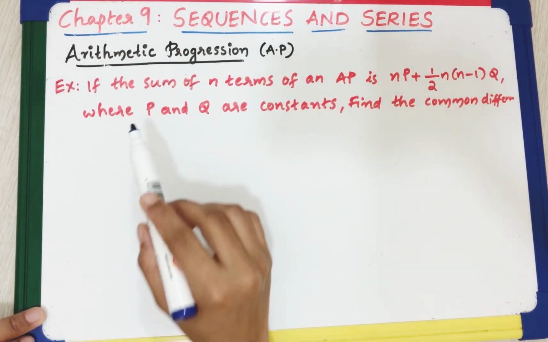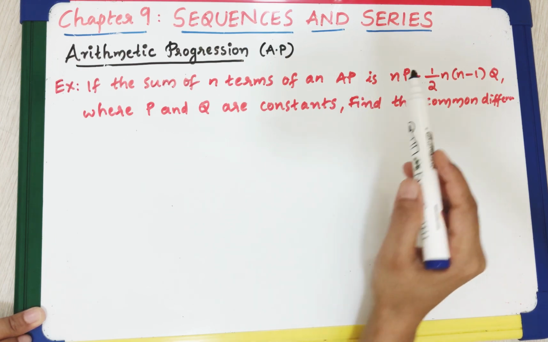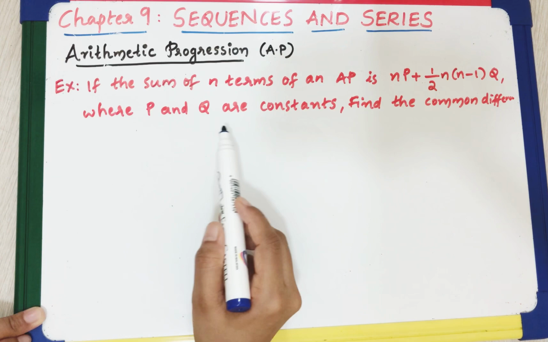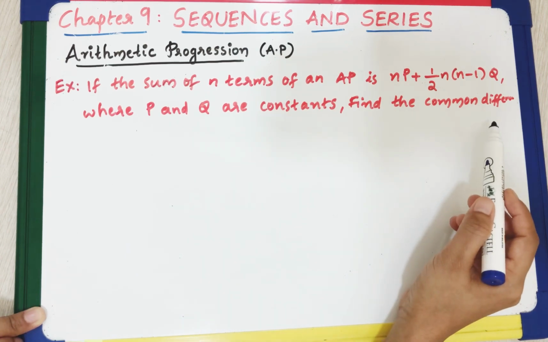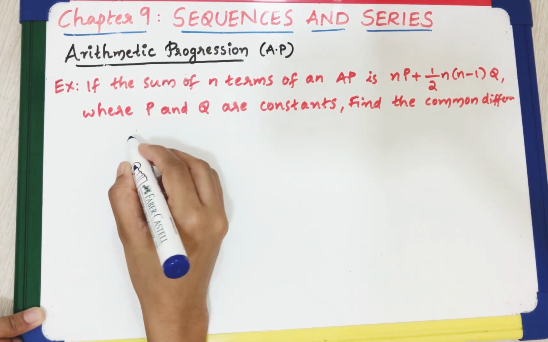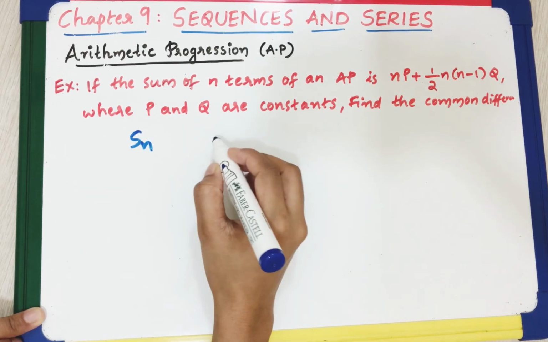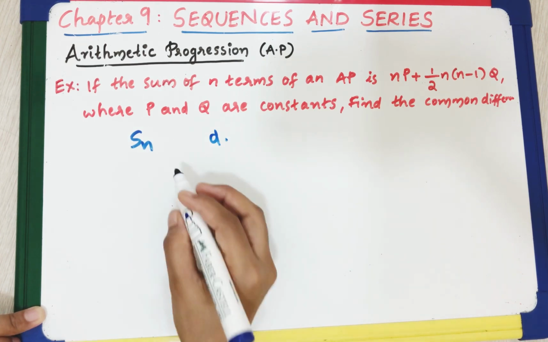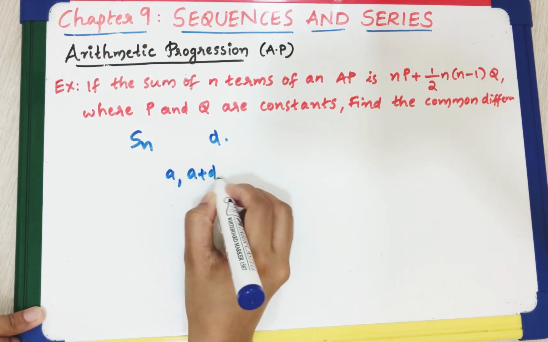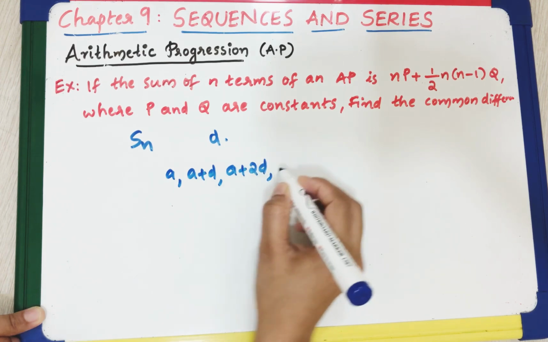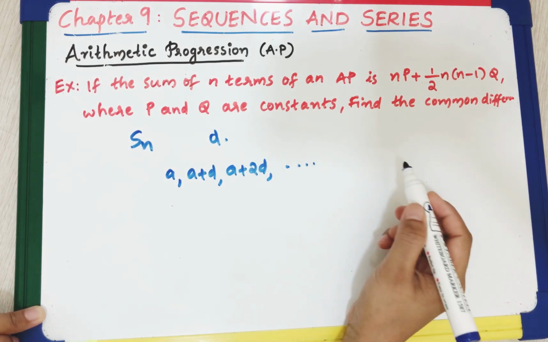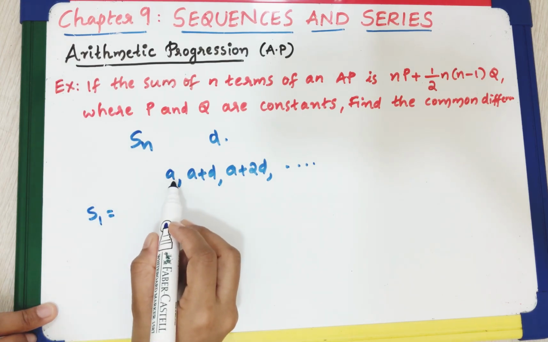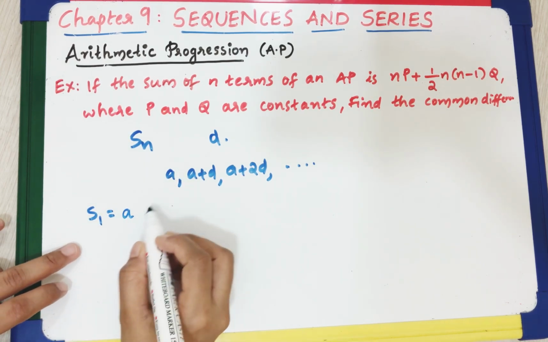Next example. If the sum of n terms of an AP is np plus 1 by 2 n into n minus 1 into q, where p and q are constants, find the common difference. Here, the sum to n terms, Sn, is given. We have to find the common difference. Before going to the solution, see, let a, a plus d, a plus 2d, etc. be an AP. Then what is S1? S1 is the sum to the first term, a, the first term itself.